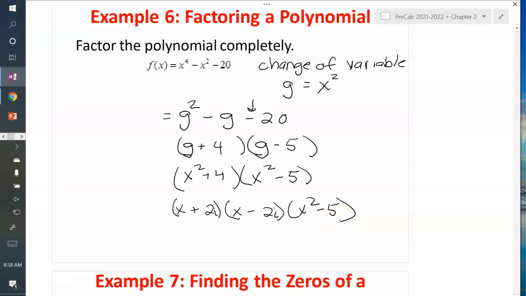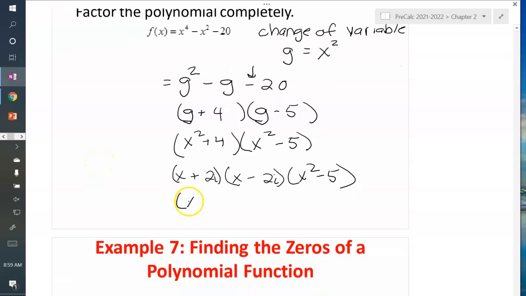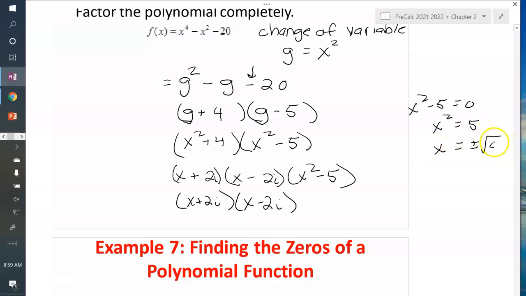I can then keep going. I can say x plus 2i, x minus 2i, and x squared minus 5, I can set that equal to 0. x squared equals 5. x equals plus or minus square root of 5. So now I've got two more linear factors: x minus square root of 5, x plus square root of 5. And now we're done. We got 4 factors, and this is a 4th degree.